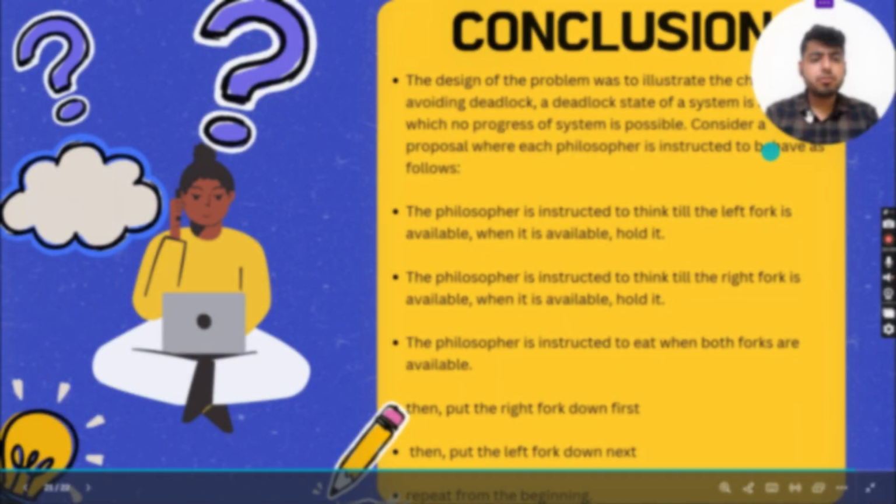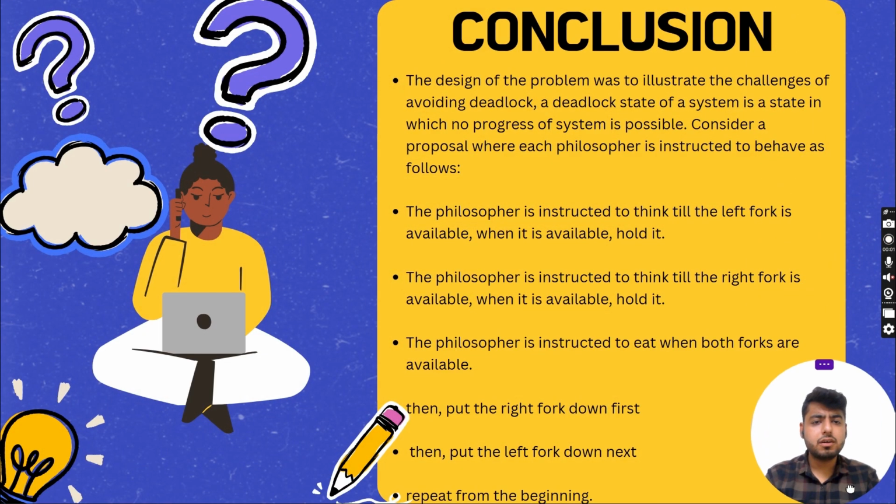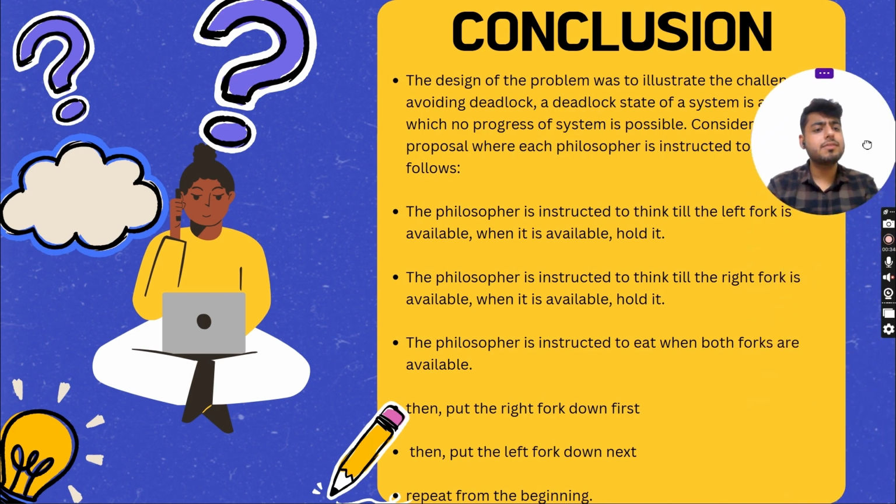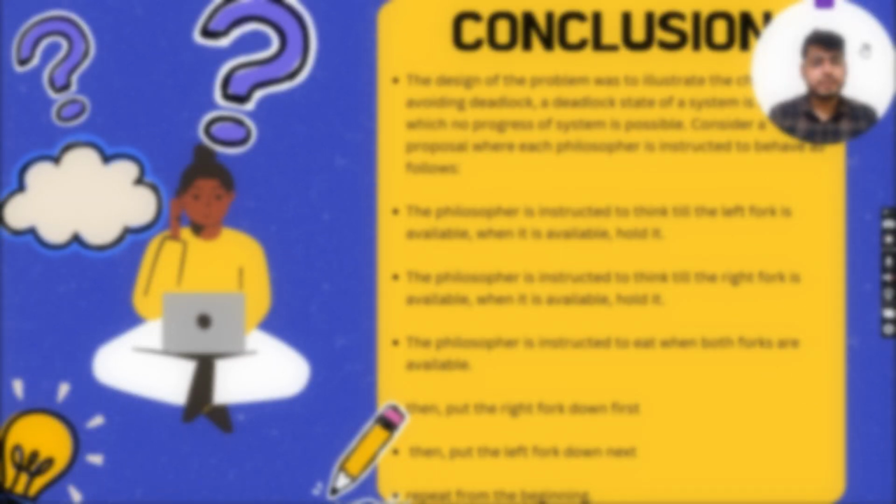Conclusion: the design of the problem was to illustrate the challenges of avoiding deadlock. A deadlock state of a system is the state in which no progress of the system is possible. Consider a proposal where each philosopher is instructed to behave as follows. The philosopher is instructed to think till the left fork is available. When it is available, hold it. The philosopher is instructed to think till the right fork is available. When it is available, hold it. The philosopher is instructed to eat when both forks are available. Then put the right fork down first and put the left fork down next. Repeat from the beginning. So this will resolve the deadlock condition.